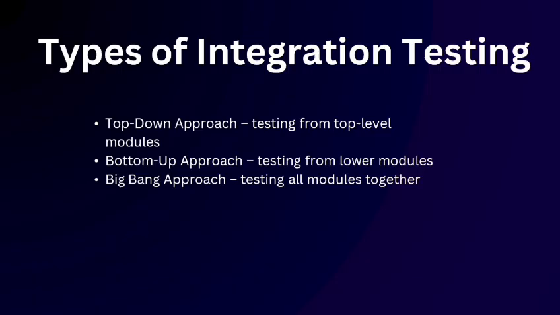First is top down testing, where testing starts from the top level modules and moves downward. Second is bottom up testing, where testing starts from the lower level modules and moves upward. Third is Big Bang testing, where all modules are combined at once and tested together. Each method has its own advantages depending on the situation.